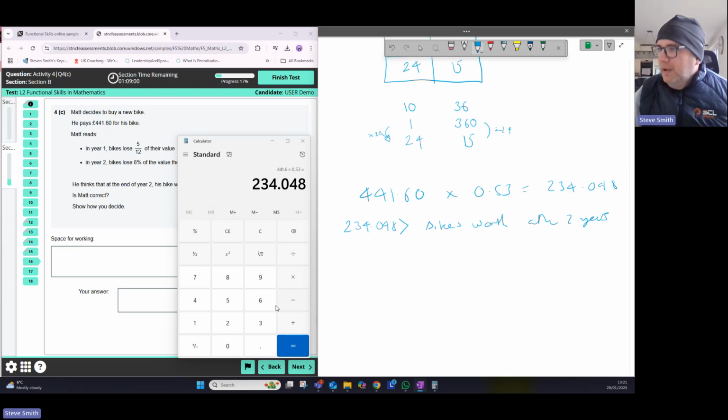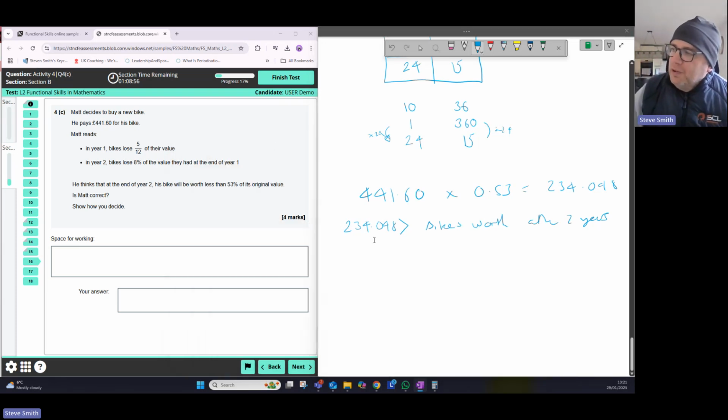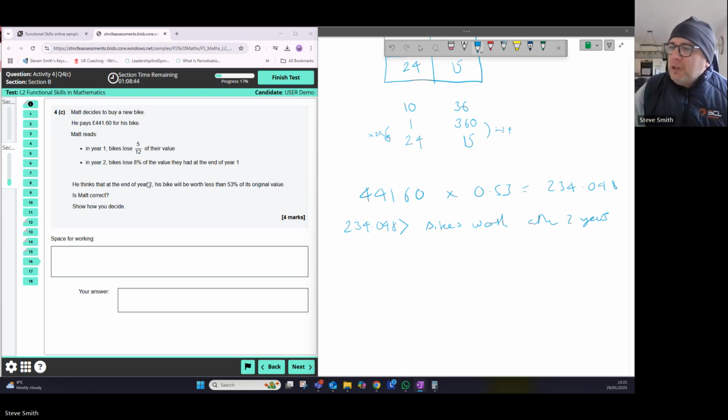Apologies for the scribbly writing, it's a bit doctor style. So he thinks after 2 years his bike's going to be worth less than £234.05. We'll keep it as a full number because sometimes these questions are quite tight. So let's have a look.